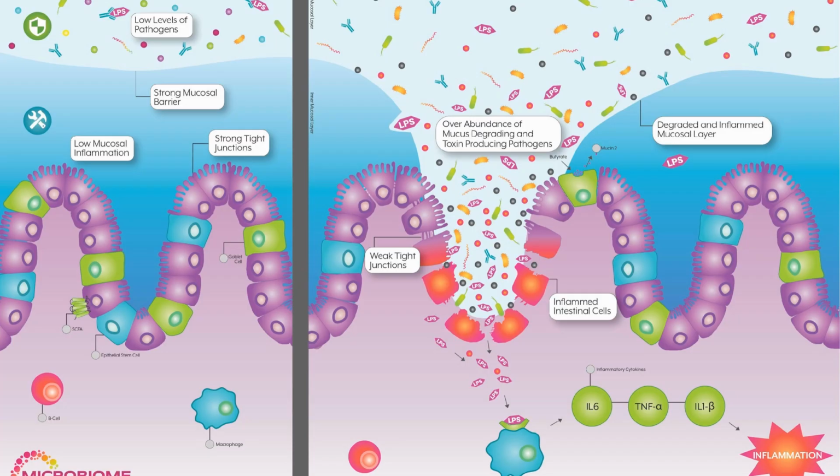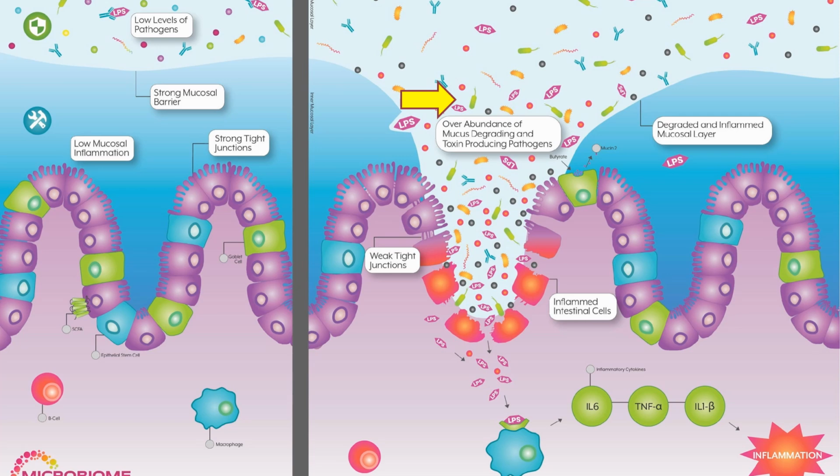So let's start by taking a look at the differences between what a healthy microbiome looks like and what a dysbiotic microbiome looks like. Let's start on the left. A healthy microbiome will be one with low levels of pathogens, a strong mucosal barrier, low mucosal inflammation, and strong tight junctions between these colonocytes.